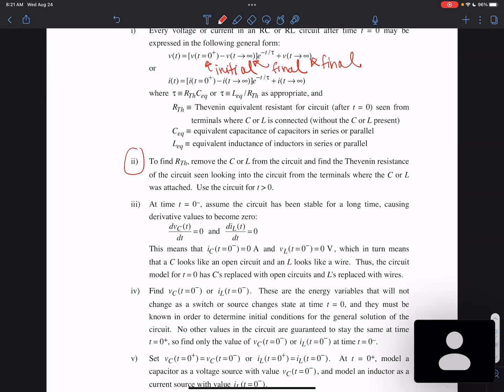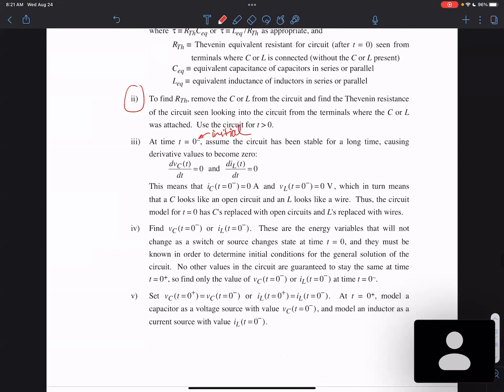So then we're going to look at this, which will be your initial time. And you're going to say, okay, it's been sitting at this position for a really long time. And that is going to cause the differential equations to go to zero. So dVc/dt goes to zero. So the capacitor, remember, looks like an open. And then diL/dt goes to zero. So that means that the voltage is zero, so it looks like a wire. So we're going to replace those with a wire or an open.